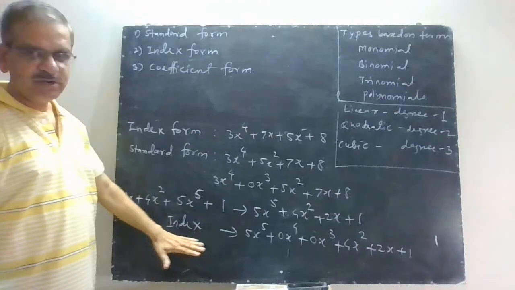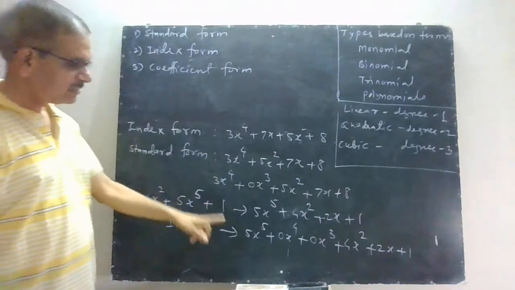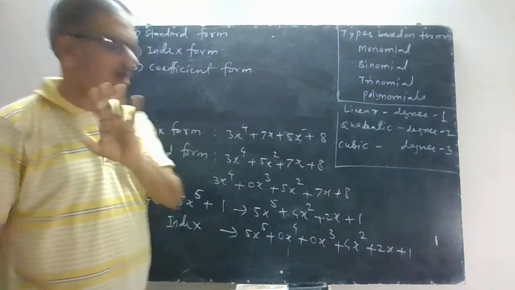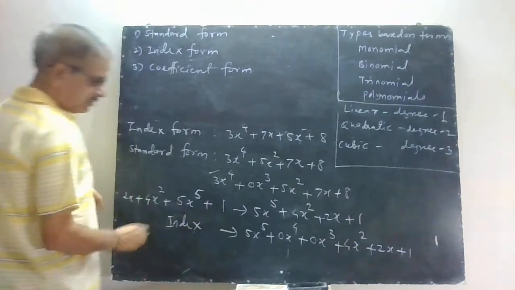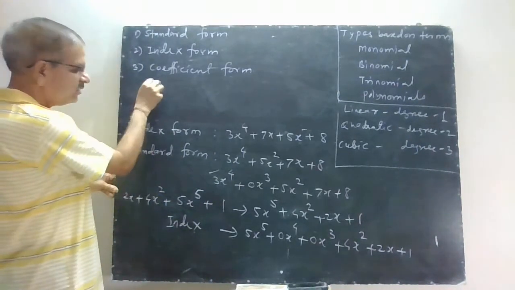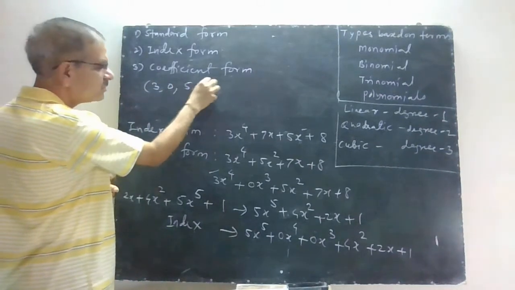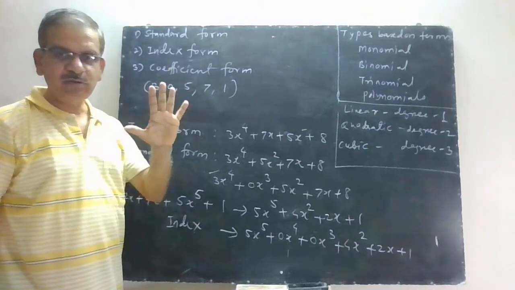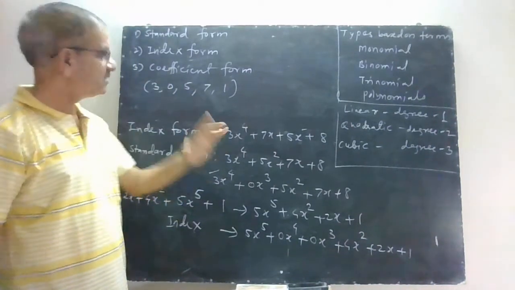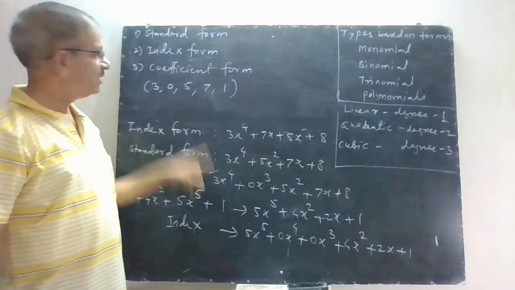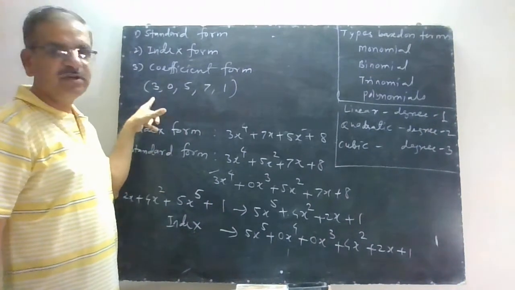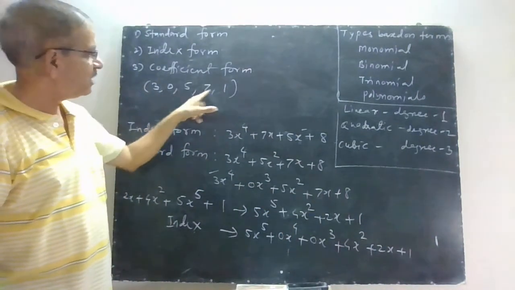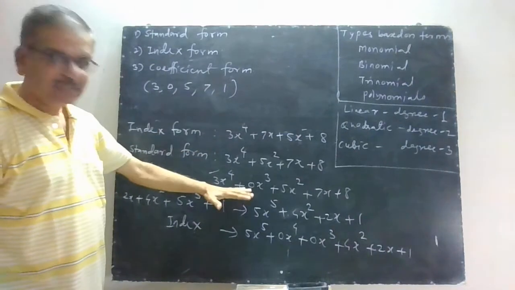Once you know how to write the index form, only write down the coefficients of the index form in a bracket separated by commas. Now suppose this is the polynomial whose index form is this one, then we write 3, 0, 5, 7, 1. As it is a polynomial of degree 4, it will have 5 coefficients, starting from the coefficient of the highest power first and the last constant term. So 3, 0, 5, 7, 1. This is the coefficient form of this polynomial.